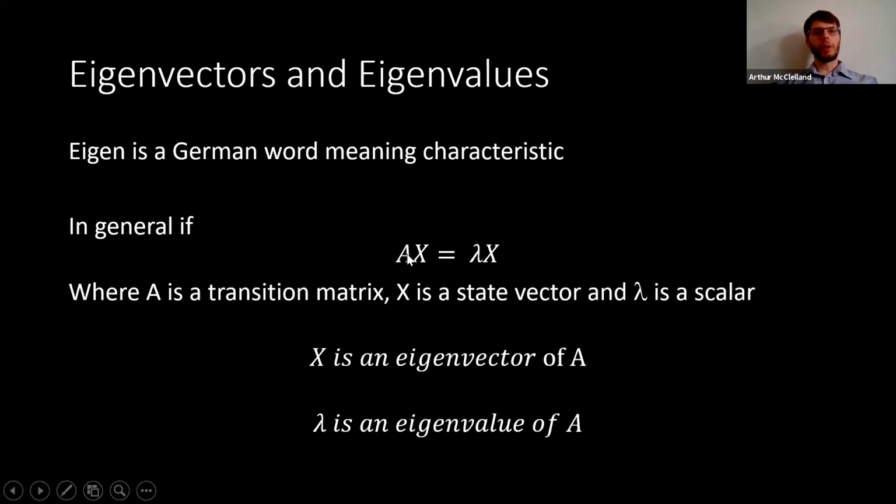And the general form is usually written as Ax equals lambda x, where A is the transition matrix, x is a state vector, and lambda is a scalar. Here x is referred to as an eigenvector of A, and lambda is an eigenvalue of A. Lambda is just a scalar, just a number. So if we have a transition matrix times a state vector, we get back that same state vector times some number.